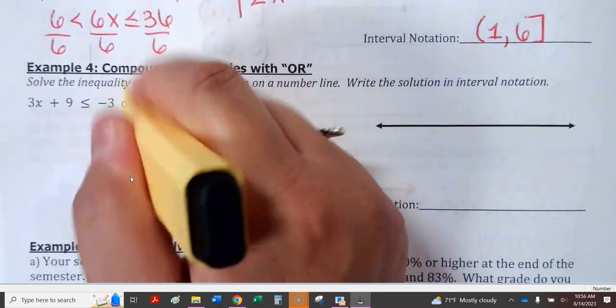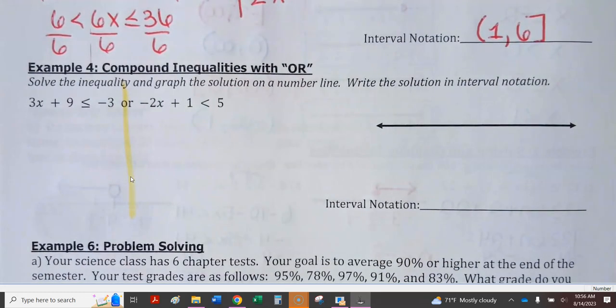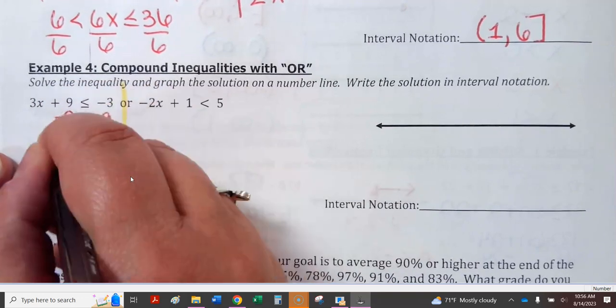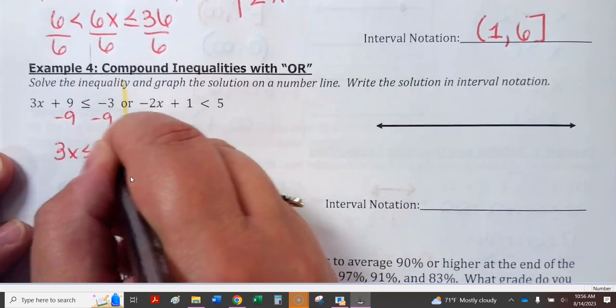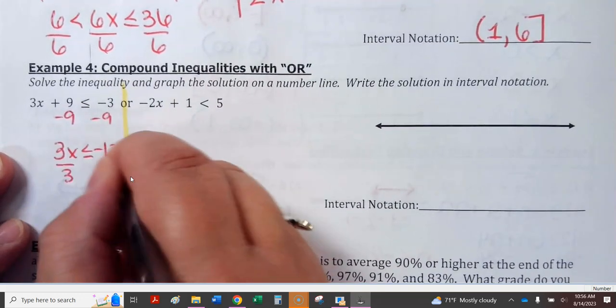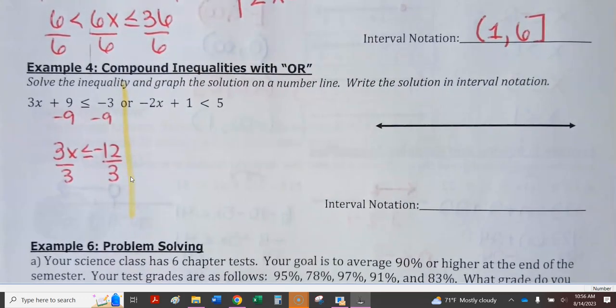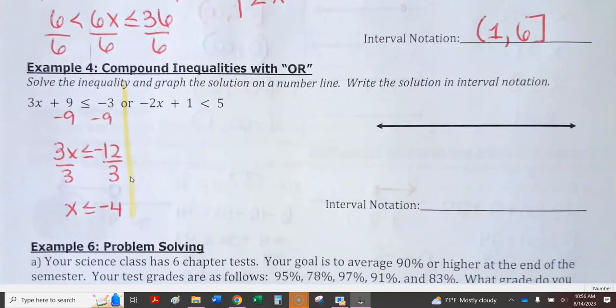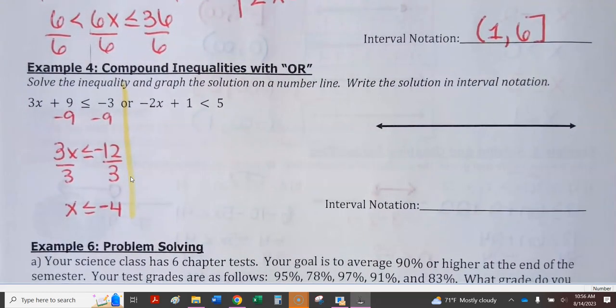If you've got an or statement, these should point away from each other unless they're a special case. I would literally just treat these as two separate problems, and solve each one just like we did the questions on the front. We got 3x less than or equal to negative 12. Now, don't flip the sign just because you have a negative result. You have to think about what you're doing. Subtracting is not going to flip a sign, and dividing by a positive 3 is not going to flip a sign. So this stays the same direction, and x is less than or equal to negative 4.